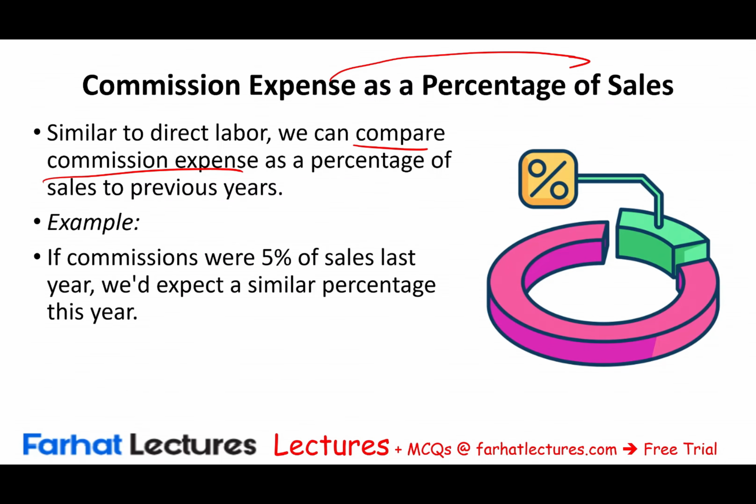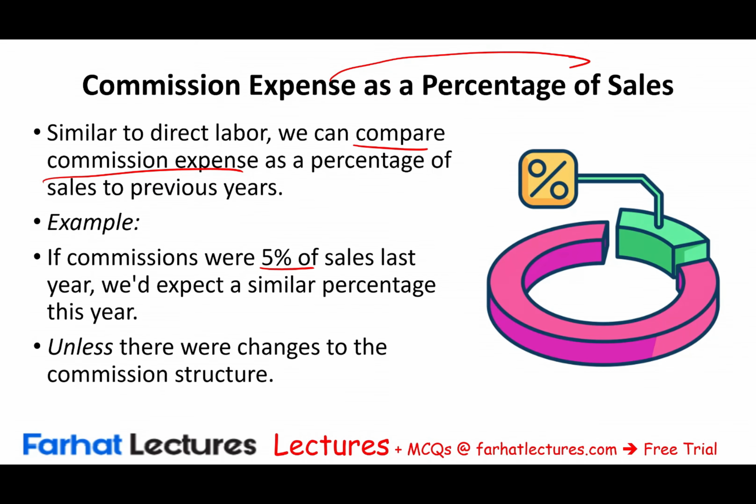So if commission happens to be 5% of sales last year, we would expect it to be the same unless we decided to pay our commission people more. Let's assume we decided to pay the commission 7%. Then we expect commission expense as a percentage of sales to be 7%.